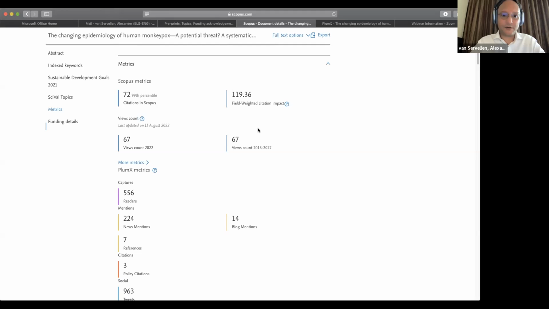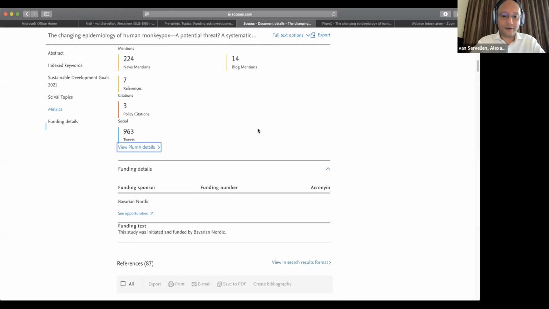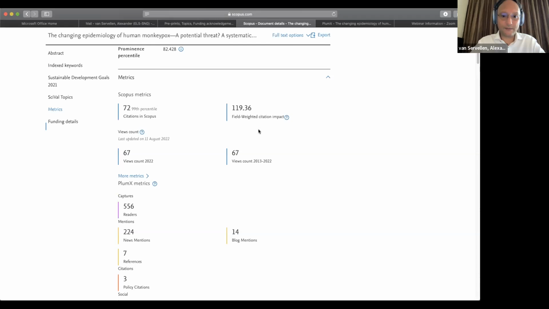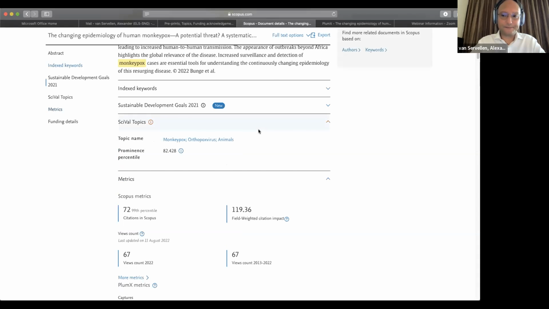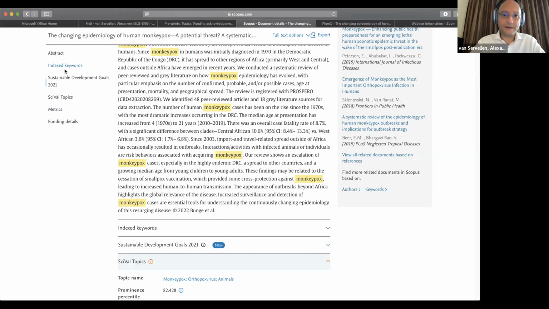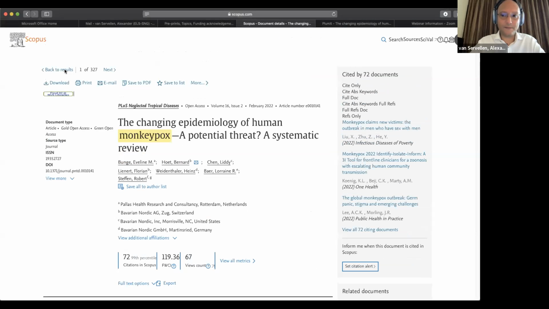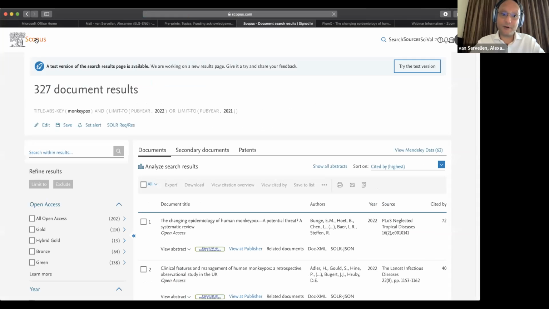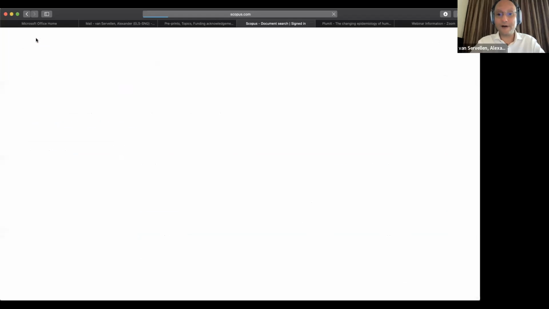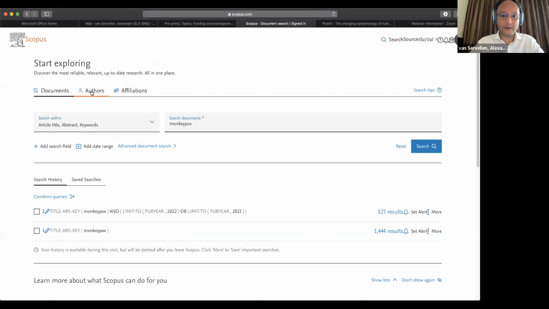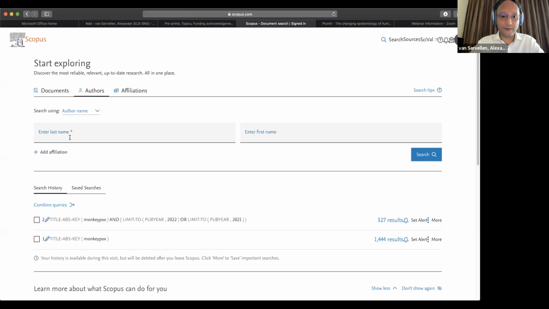But we wanted to focus on funding acknowledgements, topics, and preprints. So how are we going to demonstrate preprints? I think in the beginning, what we said is preprints are only included in the author profiles at this moment. So you have to search for an author. Nick, you got any suggestions?